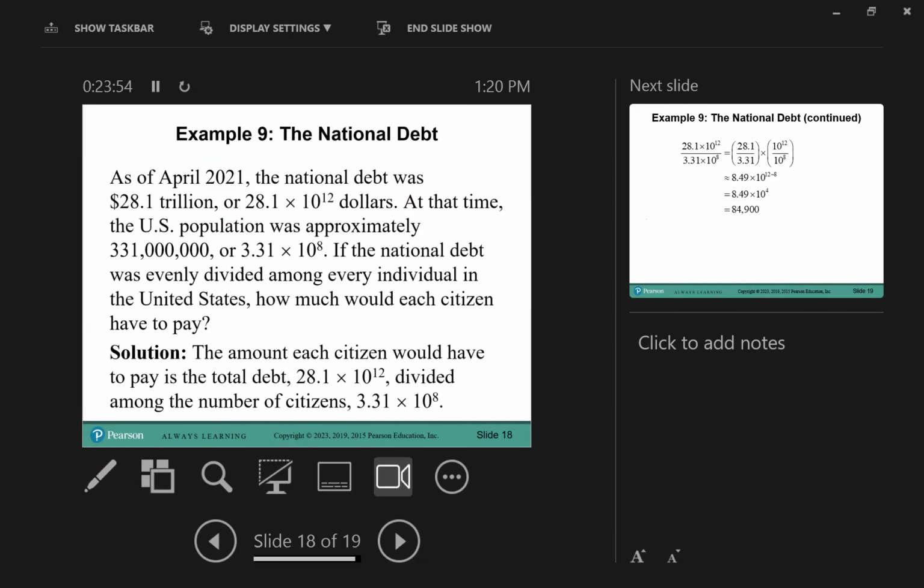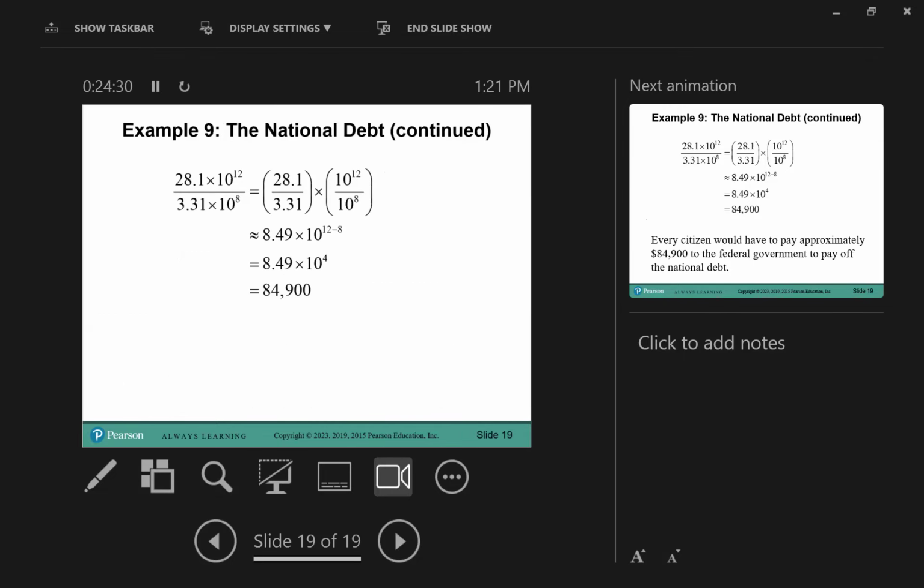So let's look, oh, they have the solution here as well. We're looking here, as of April 2021, in this example, the national debt was $28.1 trillion, or 28.1 times 10 to the 12 dollars. At that time, the US population was approximately 331 million, or 3.31 times 10 to the 8. If the national debt was evenly divided among every individual in the United States, how much would each citizen have to pay? So we would take that debt divided by the number of people, right? And they've worked it out here.